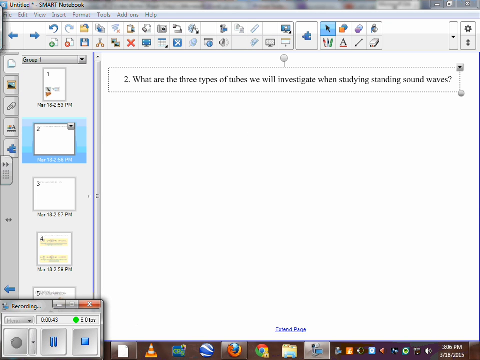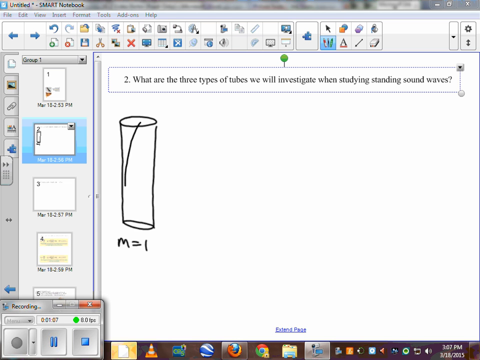We want to look at the three different types of tubes we'll investigate when studying standing sound waves. The first one is an open-end tube. That means it's open at both ends, and the tube is empty in the middle, just air inside. The sound wave inside this tube at m equals 1, the first harmonic, looks very similar to the first harmonic for the string fixed at both ends. As a matter of fact, the equations are exactly the same for both.